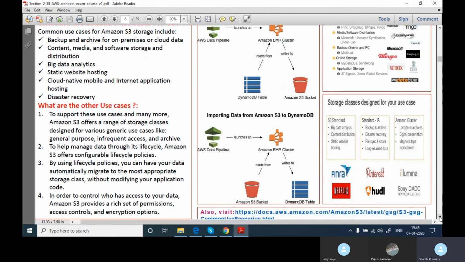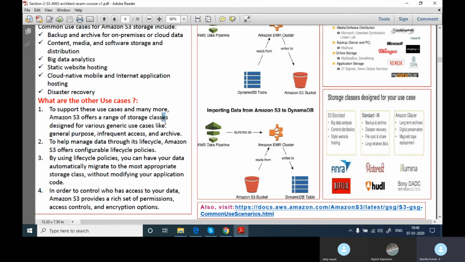To support these use cases and many more, S3 offers a range of storage classes designed for various generic use cases like general purpose, infrequent access, and archive. General purpose is when I am regularly using the files. Yes, I can use that option. Infrequent access means maybe monthly once or twice only we will be calling that file. Then archival is nothing but periodically I am taking backups of my business data, weekly backups or monthly backups, something like that. Yes, that can be pushed into cold storage. Maybe I will keep it as per my organization policy, 3 years or 5 years or something. Then later on I'll scrap them.